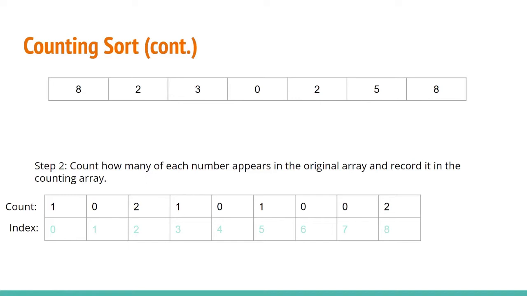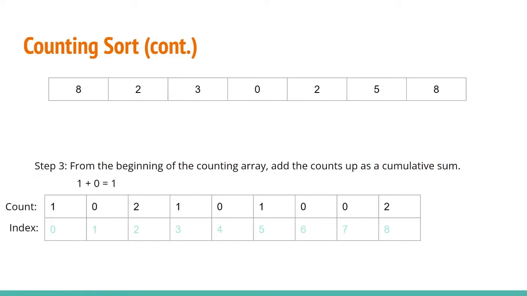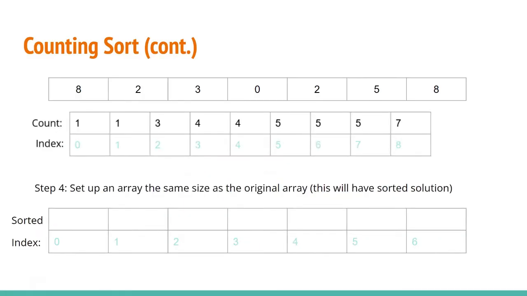and so on. So once we do this, we want to start from the beginning of the counting array and add the counts up as a cumulative sum. So we'll start 1 plus 0 equals 1, so this 0 will be replaced by a 1, the 2 will be replaced by a 3, the 1 will be replaced by a 4, and so on until we go through the entire array. Once we've done this, our last step is to set up an array the same size as our original array. This is because this is where we'll be storing our sorted solution.